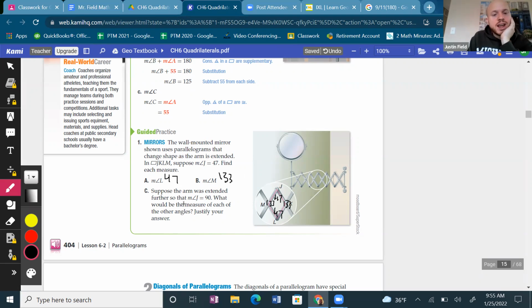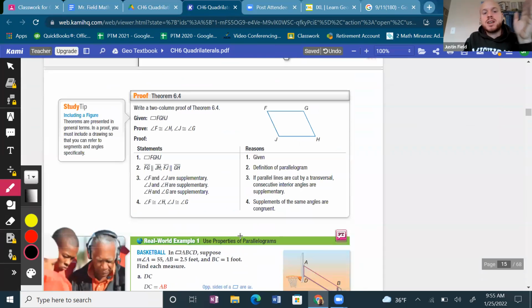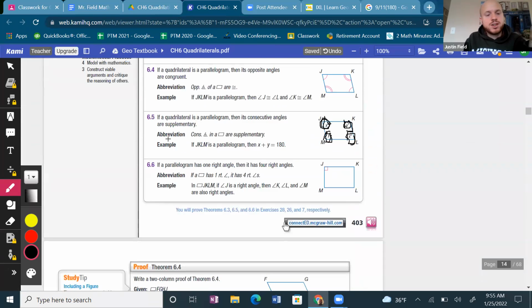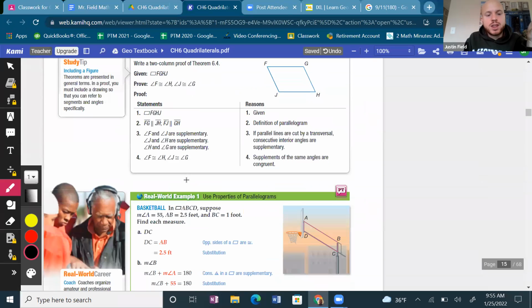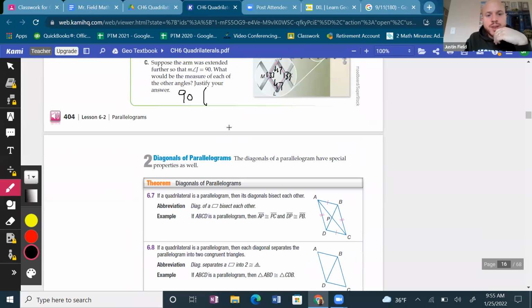Suppose the arm was extended so that angle J was now 90. What would be the measure? So we know that the last property said they would all be 90. And it says justify your answer. That means give your reason. And it's just like a proof, right? So I'm going to write theorem 6.6. If you can't remember that it was theorem 6.6, you could just write down what it said in that theorem, which would be if there's one right angle, there's 4. That's a theorem.